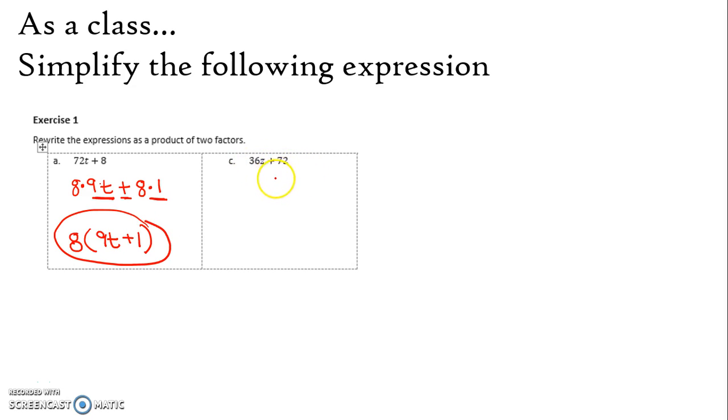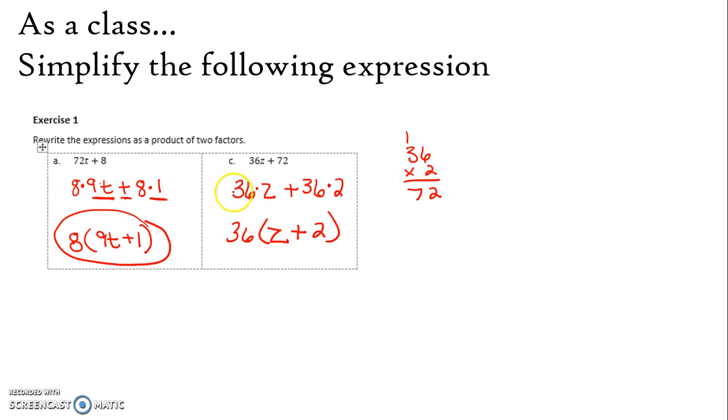36 and 72, lots of factors they have in common, but I'm going to tell you 36 goes into 72. 36 times 2 will give me 72. So this is 36 times z plus 36 times 2. I just break these each down and find what factor I have in common. I have a 36 in common. And what am I left with? z plus 2. Once you pull that 36 out in front, you're left with z plus 2. You can check it using the distributive property.